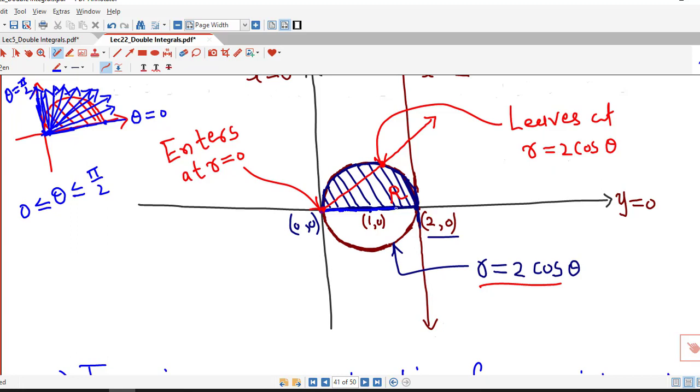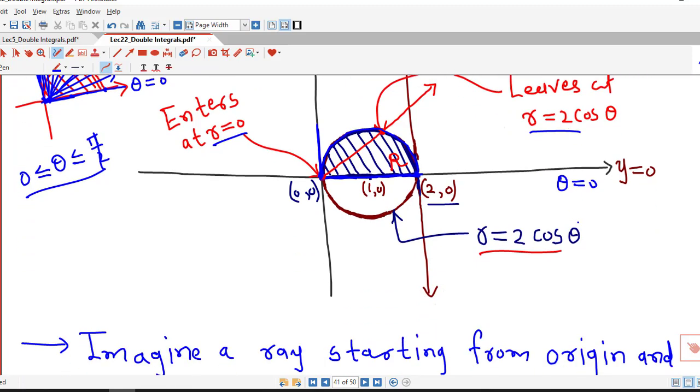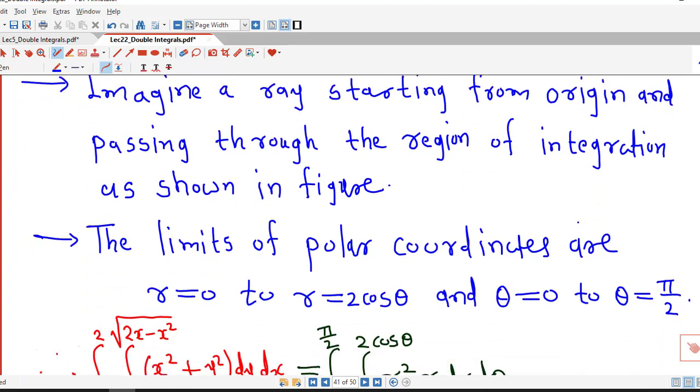This is the smallest possible value of theta, which is theta equal to 0. At this point value of theta is 0, and at this point after completing this upper semicircle we come to origin again, but at this point value of theta is pi by 2. So here we can write theta equal to pi by 2. So limits for theta are from 0 to pi by 2, and for r they are 0 to 2 cos theta. So we have mentioned all these things here.